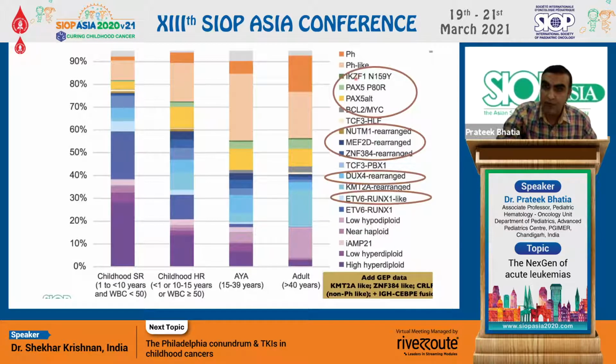We have also identified two hotspot driver, leukemia-initiating mutations in IKZF1 and PAX5. In addition, we have PAX5 intragenic amplifications, BCL2 MYC translocations, and some gene expression profiles like ETV6-RUNX1-like, KMT2A-like, or ZNF384-like. So considering these new entities along with the genetic subgroups which we already know, we are now able to characterize up to 94 to 95% of childhood ALLs completely.